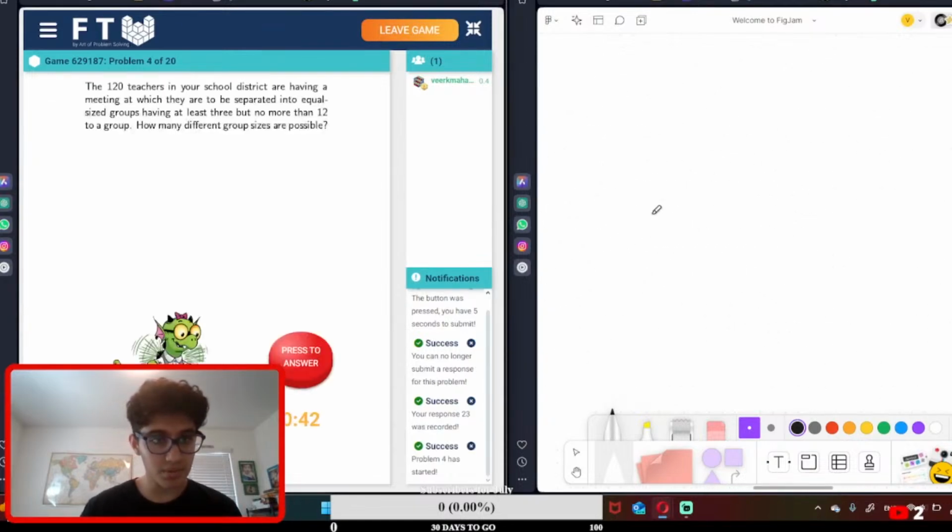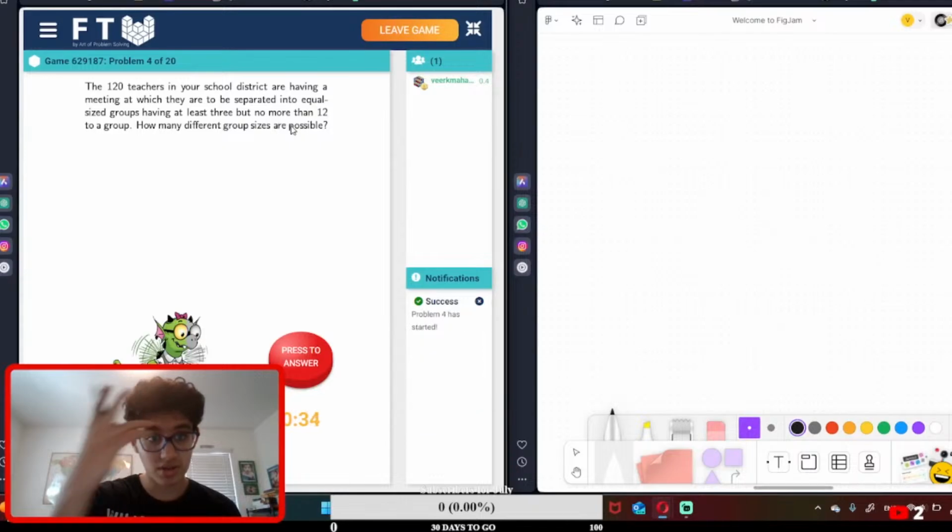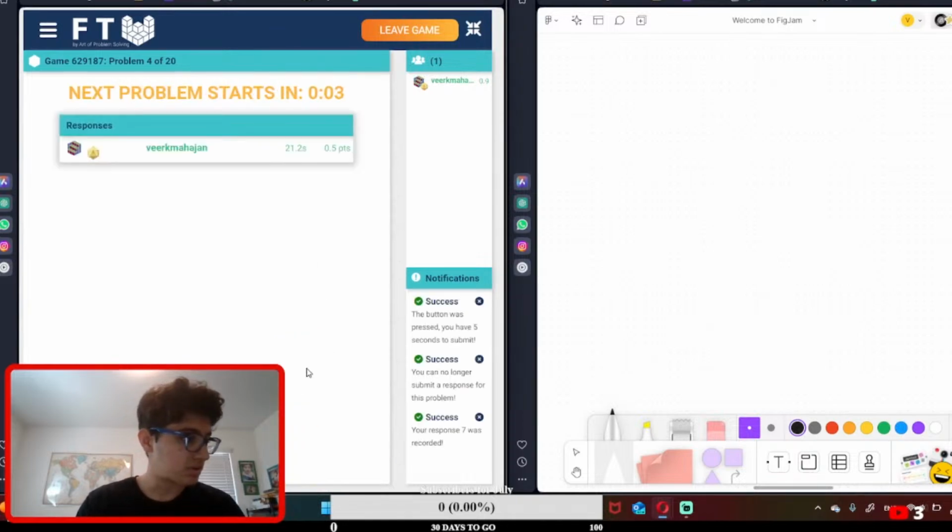The 120 are having a meeting which said to be separated, having at least 3 but no more than 12 to a group. How many different group sizes are possible? You can have 3, 4, 5, 6. You can have 8. You can't have 9. You can have 10 or 12. Right? So that's just 7. Okay.